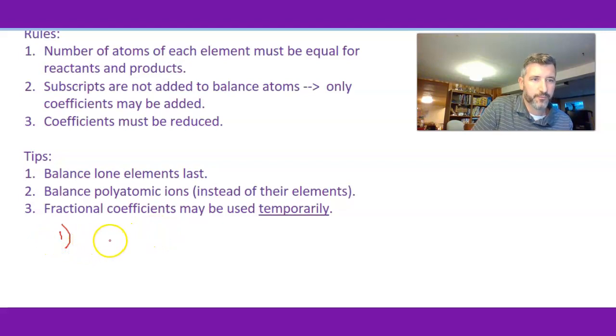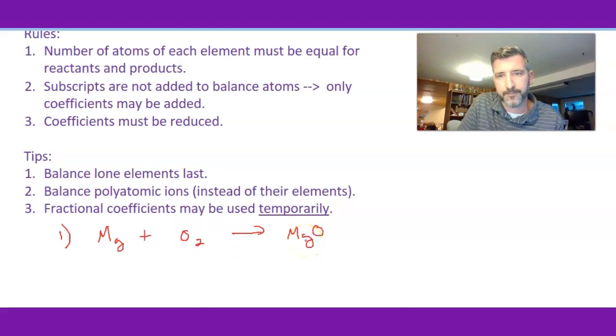So first example here is Mg plus O2 yields MgO, magnesium oxide. So to balance, we cannot change subscripts. All right, that's rule number 2. We must get the number of atoms of each element equal on the two sides. So if I have 1 magnesium on the left, I have to have 1 magnesium on the right, which is true for this one. If I have 2 oxygens on the left, I have to have 2 oxygens on the right, which is not true. So oxygen needs to be balanced.